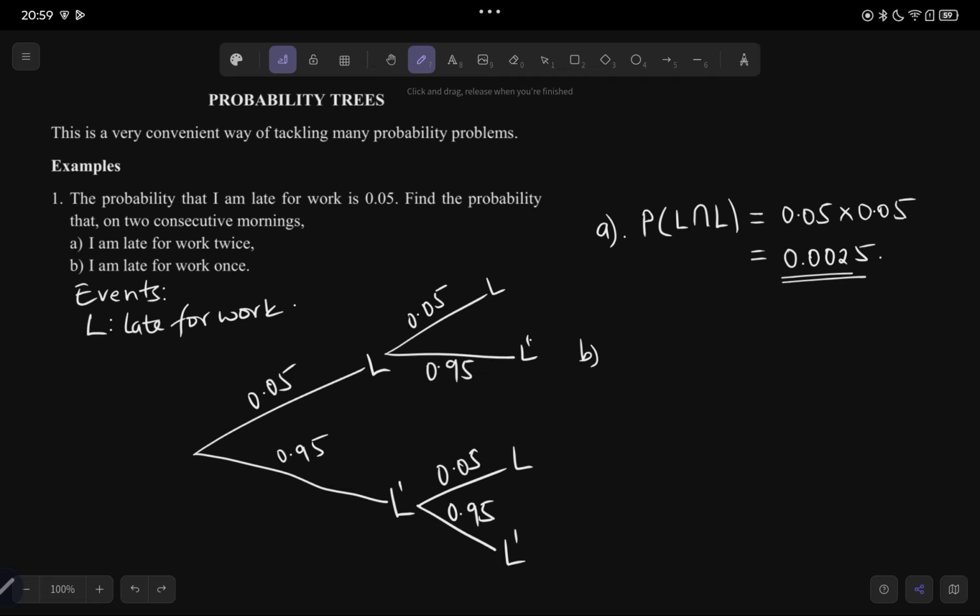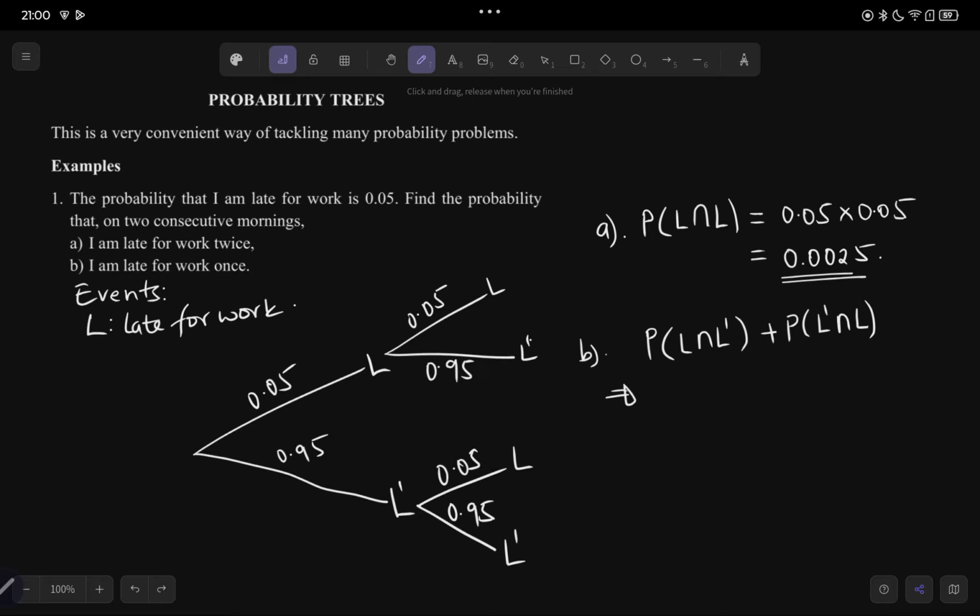Part B, being late for work once is 2 ways. It might be that you are late on the first day, then you are not late on the second morning, or it can be you are not late in the first morning, then you are late on the second morning.